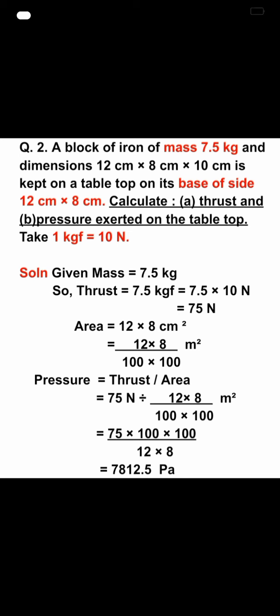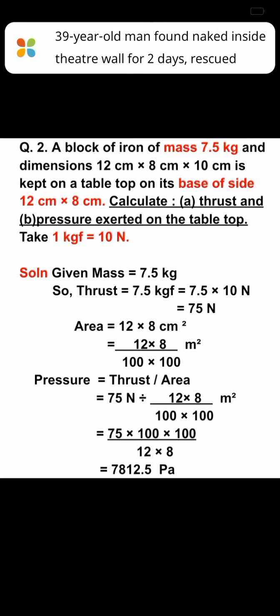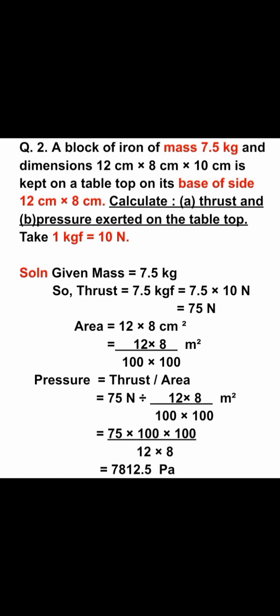Now pressure, we know, is thrust by area. So 75 Newton divided by 12 into 8 divided by 100 into 100 meter square. Again we take its reciprocal, so 75 into 100 into 100 by 12 into 8. After simplification, we will get 7812.5 Pascal.